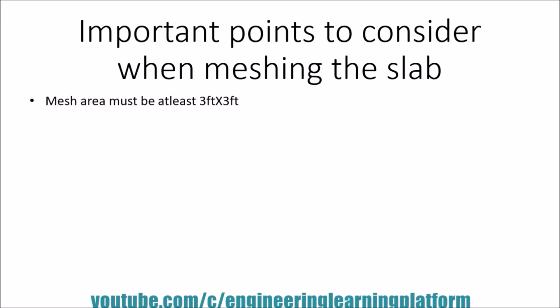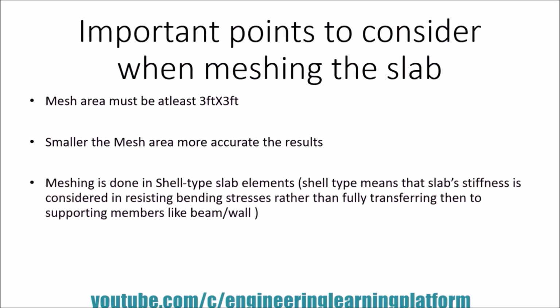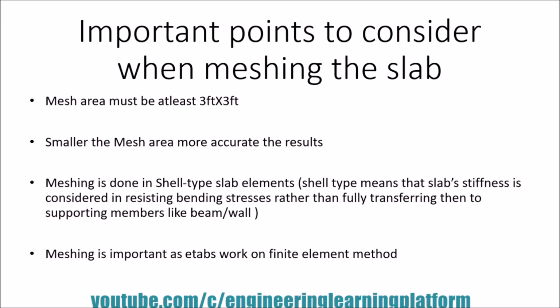Important points to be considered when meshing the slab. The mesh area must be at most 3 feet by 3 feet. The smaller the mesh area, the more accurate the results will be. Meshing is done in shell type elements, not in membrane. Meshing is important as Etabs works on the finite element method of structural analysis.